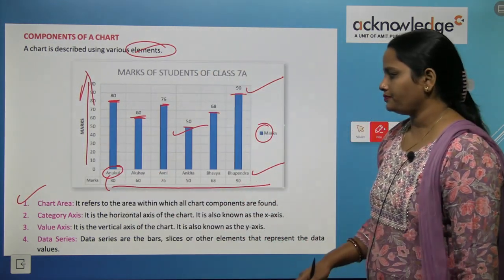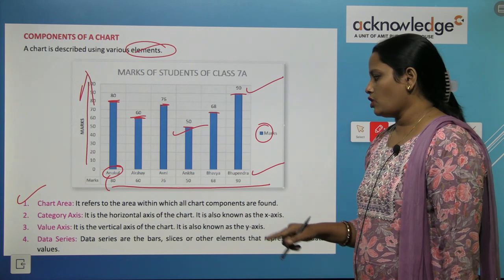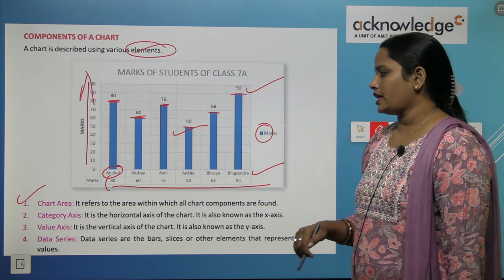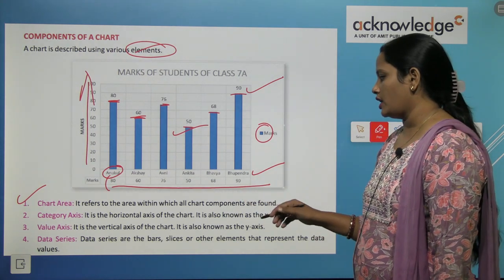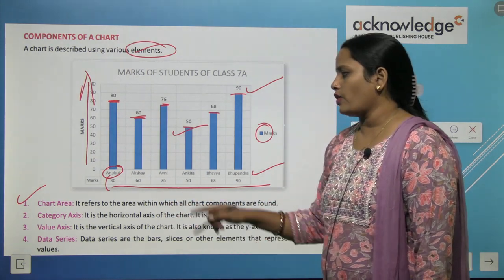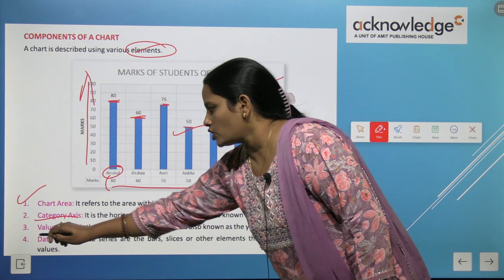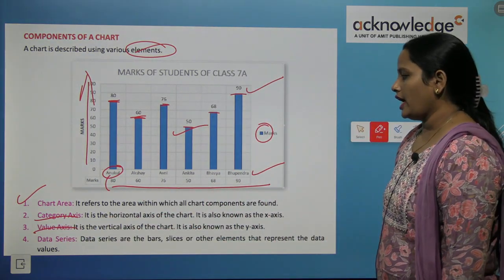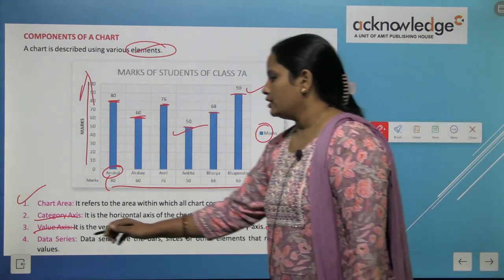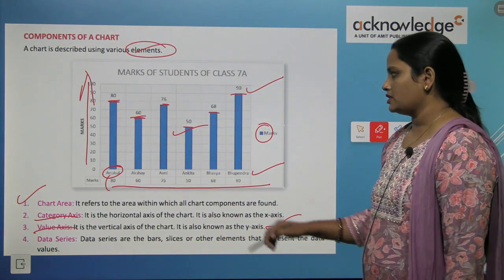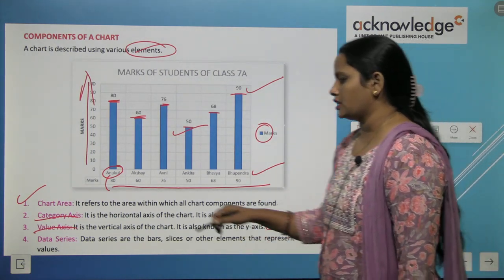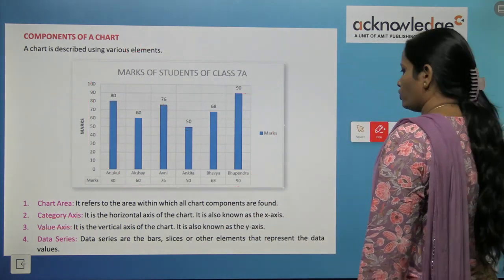First is the chart area. It is the area within which all the chart components are found. Next, category axis. It is the horizontal axis on the chart and it is known as the X axis. Next comes the value axis. Category is the horizontal and value is the vertical axis of the chart, and it is also known as the Y axis. Data series are the bars, slices and other elements that represent the data values. So, these are the 4 components.